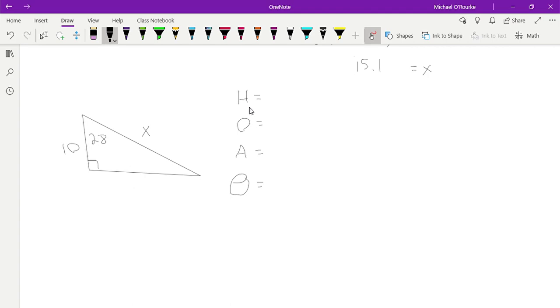Alright, so what's my hypotenuse here? Good. What's my opposite? Nothing. What's my adjacent? My adjacent is 10. And what's my theta? 28. What am I going to use? So, CAH or TOA?